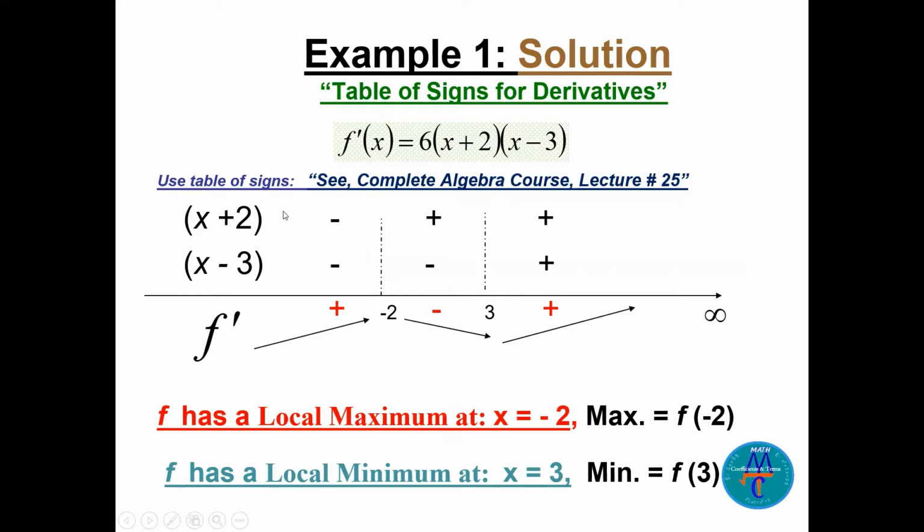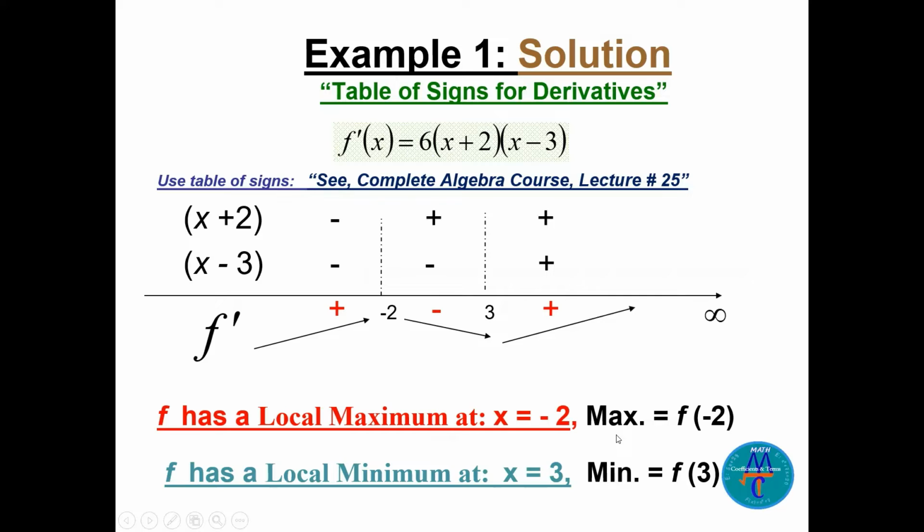So we write here x plus 2, x minus 3. This is f prime. Remember, we are studying here f prime. So just choose a number, a test point, in each interval. And then we see here f prime is increasing. See, this is the first derivative test. F prime is increasing, f prime here decreasing. So we have a local maximum there at minus 2.